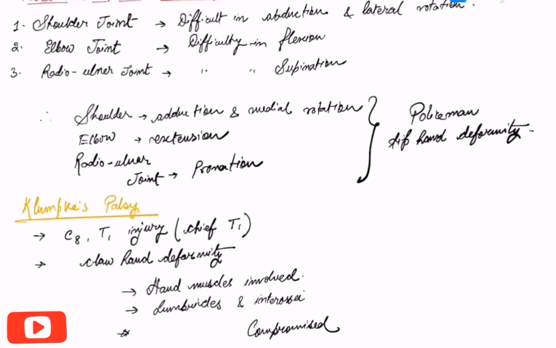Now, what is policeman tip hand deformity? At the shoulder joint, there is difficulty in abduction and lateral rotation. At the elbow joint, difficulty in flexion. At the radial ulnar joint, difficulty in supination. So the shoulder has adduction and medial rotation, the elbow is in flexion and the radial ulnar joint in pronation. The overall position of all these three gives rise to policeman tip hand deformity.